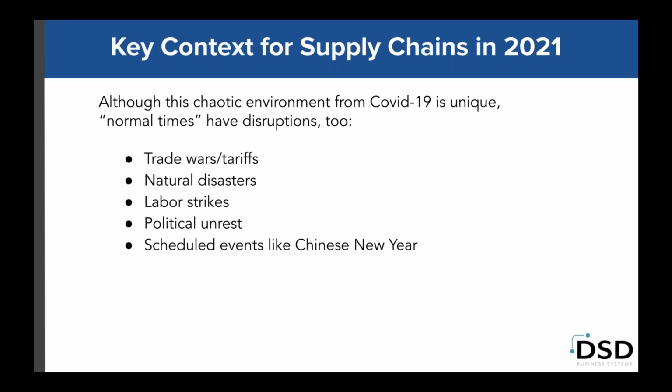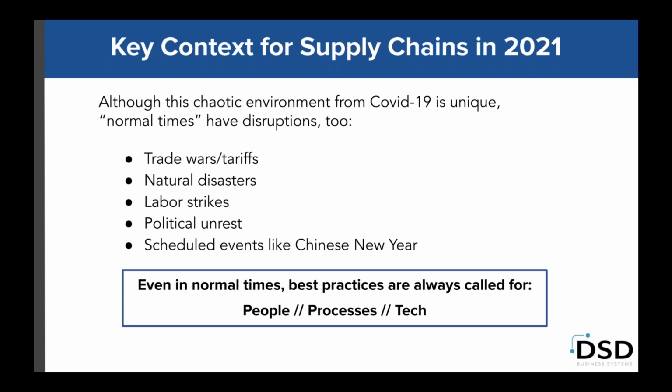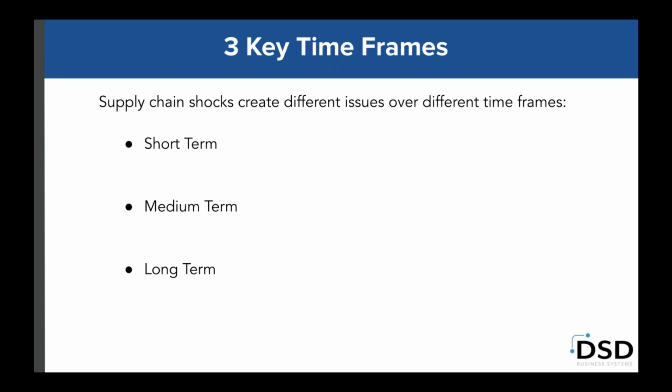Sometimes we experience that with products coming out of Europe in the month of August. Everybody goes on holiday, right? So even in normal standard operating procedure times for supply chain folks, we know that disruption is common, right? It's the nature of the beast. And so it's always been true that we needed a best practices approach to solving those problems, to dealing with those disruptions. Now, again, clearly what COVID-19 has done to us is an extreme example, but I think it's important to have some context there.